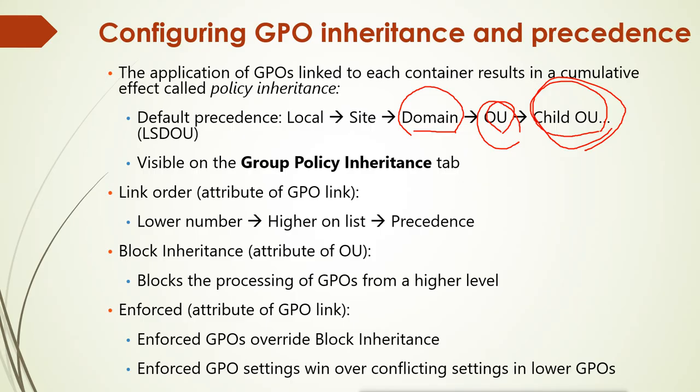So we can block the inheritance. By default it is going to be inherited, and we can block the inheritance also if the child OU does not want to process the higher level OUs. Then also we can enforce the policies so that they are going to be applied whether they are blocking or not.